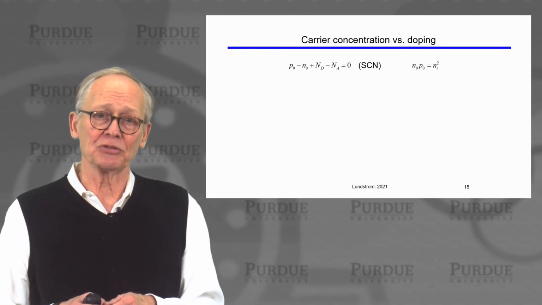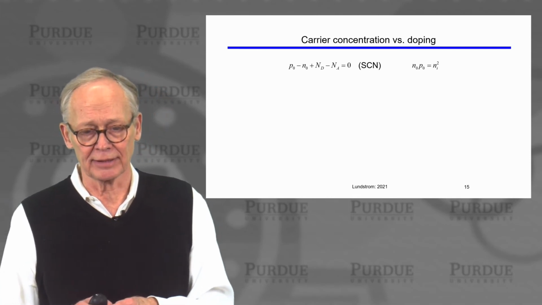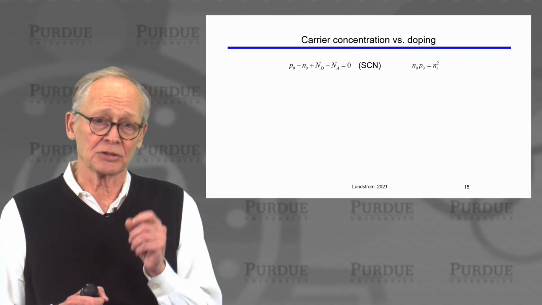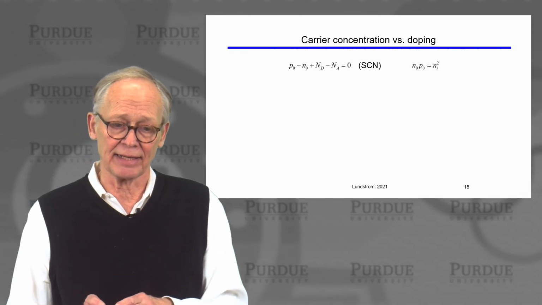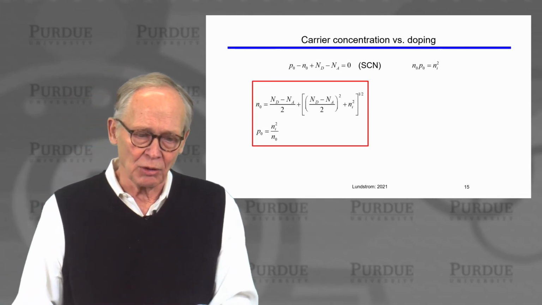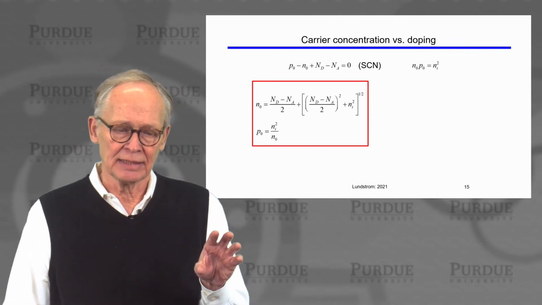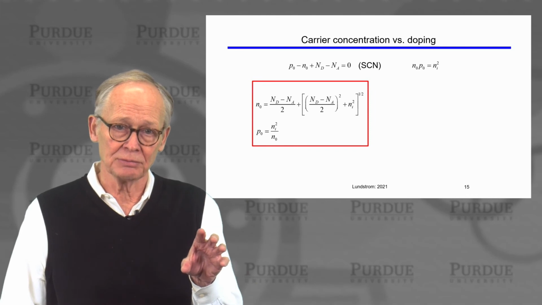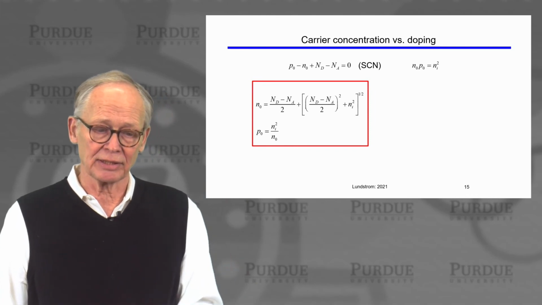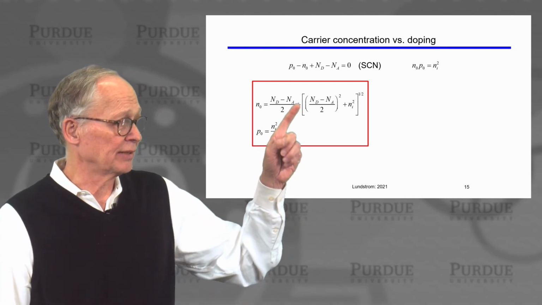So that's called space charge neutrality. Generally, it's a good assumption in a uniform semiconductor. We also know that the product of n and p is equal to ni squared in equilibrium. Well, we can put these two equations together. In an n-type semiconductor, we have two equations and two unknowns. We could solve for the electron concentration. We will be solving a quadratic equation. We get this expression.